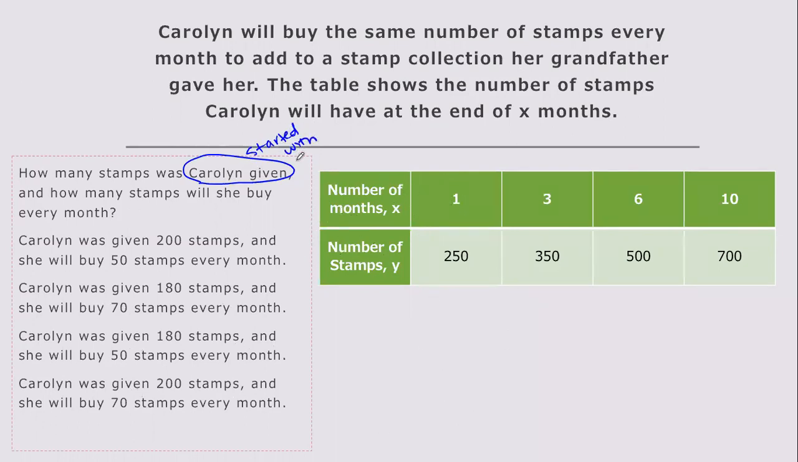Well, that is talking about the y-intercept. And how many stamps will she buy each month? Well, if I'm trying to figure out each month, that's talking about the slope. So I need to figure out the slope and the y-intercept for this table.